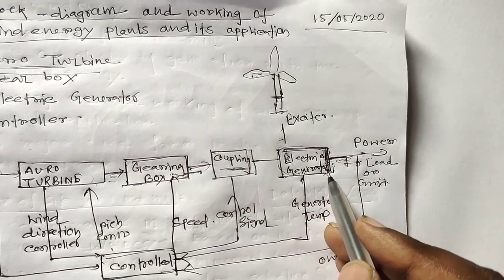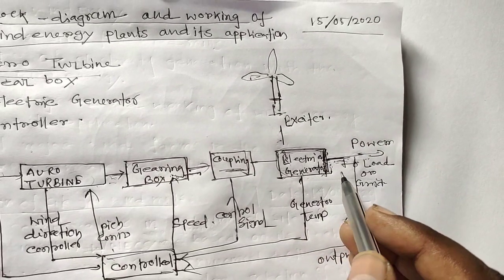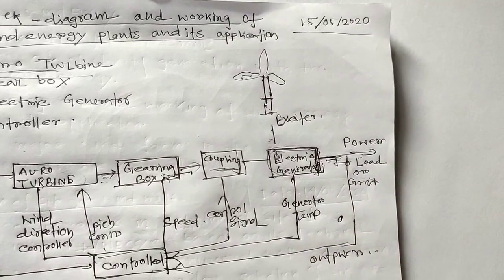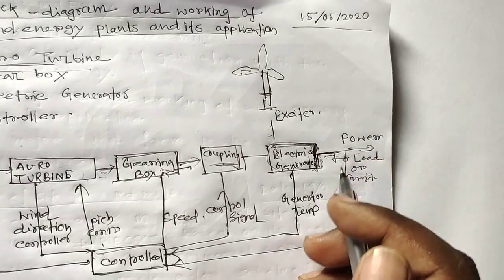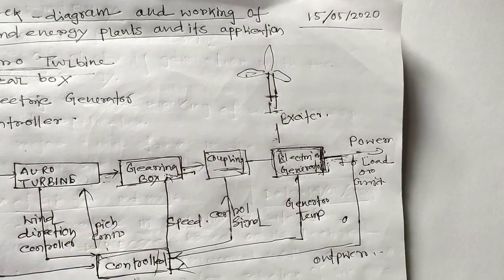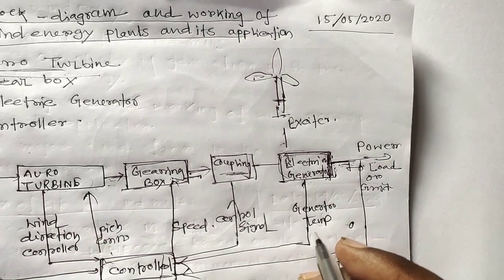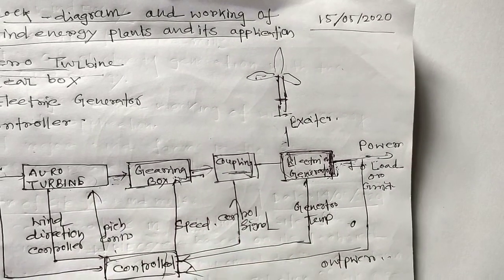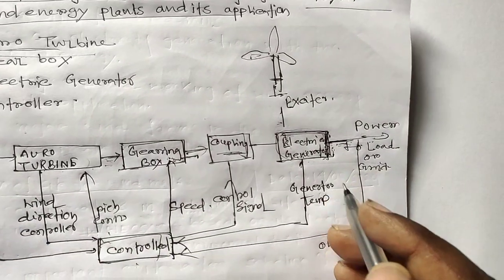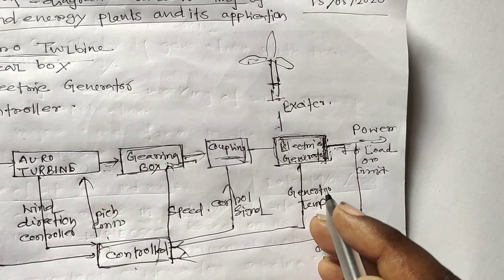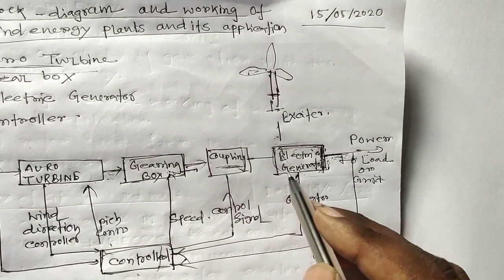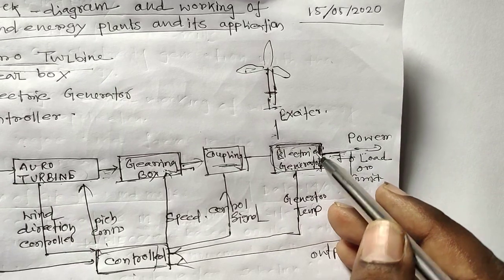The excitation current is controlled by the turbine controller, which senses the wind speed. The output voltage of the electric generator, the alternator, is given to a rectifier, where the alternator output gets rectified to DC.